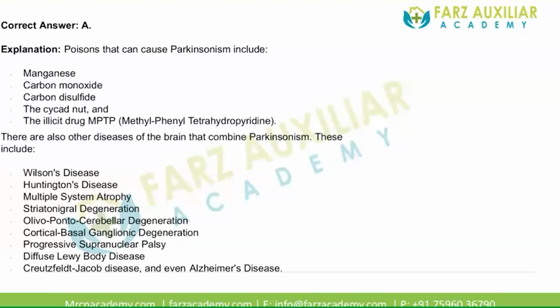There are certain poisons which can lead to Parkinsonism. Here, the list is mentioned. Carbon monoxide is very important. There are clinical scenarios in MRCP where they ask about carbon monoxide poisoning, and the illicit drug methyl phenyl tetrahydropyridine is again very important and is known to cause Parkinsonian features. Other conditions of the brain can also lead to Parkinsonism, again the list is given. As the doctor rightly said, you won't get all the features, but you may get some of them, and the diagnosis will depend on the clinical examination and the history from the patient.